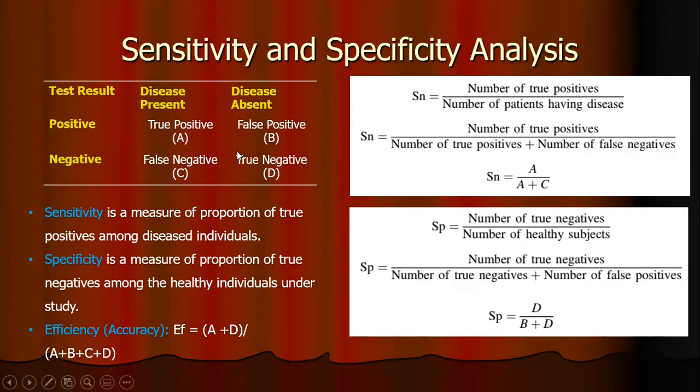for test are tabulated. So sensitivity is a measure of proportion of true positives among diseased individuals. So sensitivity is A divided by A plus C if data is tabulated in such a format. Specificity is a measure of proportion of true negatives among healthy individuals. So specificity is equal to D divided by B plus D if data is tabulated in this format, and overall accuracy is equal to A plus D divided by A plus B plus C plus D, or grand total.